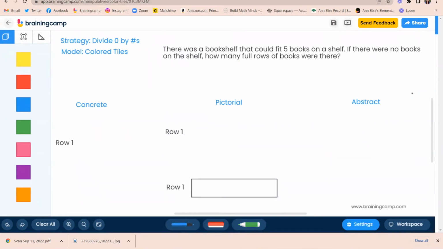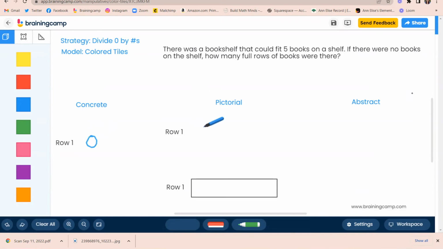Keeping the strategy and the model the same, but changing the context a little bit. In this quotative context, now I know the size of each group. I just don't know how many groups there are going to be in all. There's a bookshelf that could fit 5 books on a shelf. If there were no books on a shelf, how many full rows of books were there? So concretely, I can be imagining there being one shelf or one row, but there are no books. So there can't be any complete shelves. There's not any books on there at all.